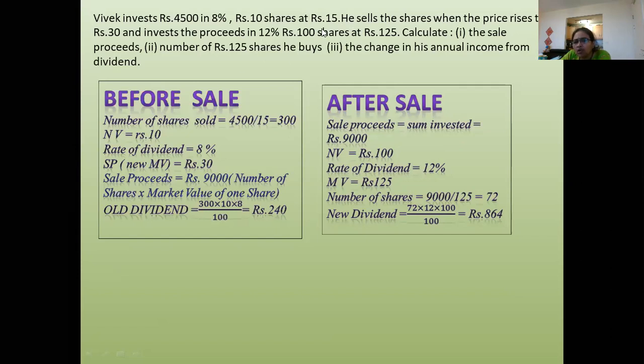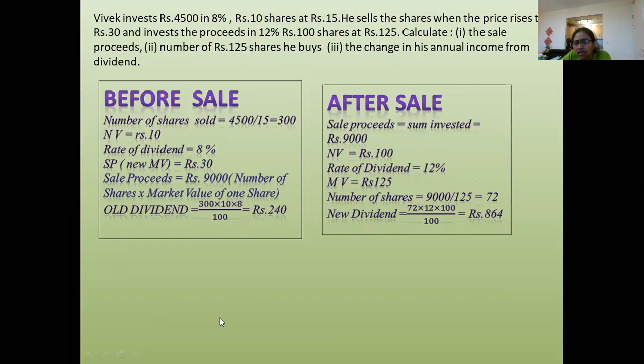So of nominal value 100, market value 125, the sale proceeds, and the rate of dividend is 12%, right? So using this, the new number of shares will be 72, right? And the new dividend is 864. What do you have to find here? What will be the sale proceeds?